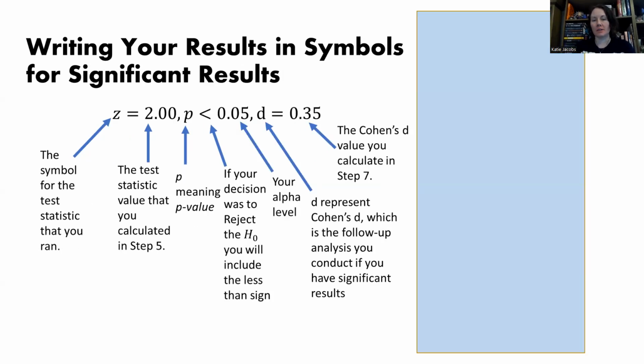All right. So that's how you'd write your results if you had significant results, or we had a big enough difference between our sample mean and population mean that we don't think those differences occurred due to chance or error.